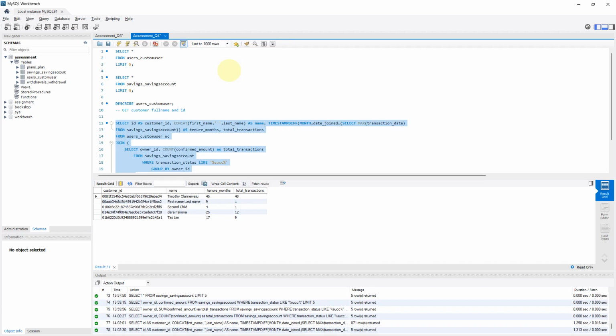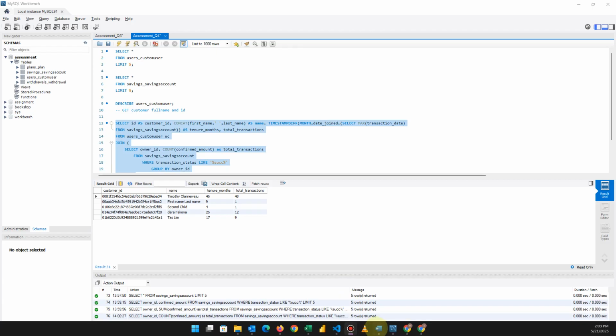So we have total transaction of 48. This is interesting. This shows a lot. This person has spent 9 months and total transaction of 1. It means that somebody has first name, last name. Let me check. Wow, somebody's second child. Although I think these data are auto-generated, so it doesn't really matter.